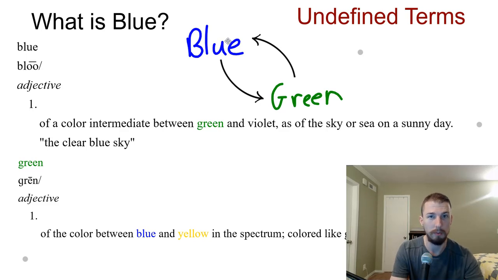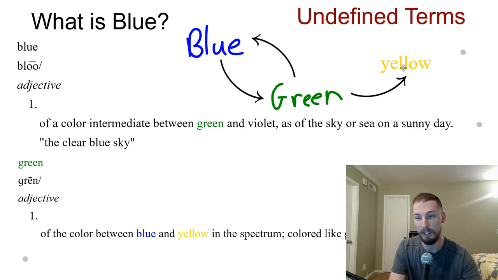And this is a problem with all axiomatic systems. We have to start out with some basic undefined terms that I can't define what it is, but I can tell you how it interacts with other things. Isn't that kind of cool? All right, but in order to know what green is, we have to know blue, and we also have to know yellow. So we're not even done. It's tying into something else. And then we end up with a bunch of circular logic and issues.